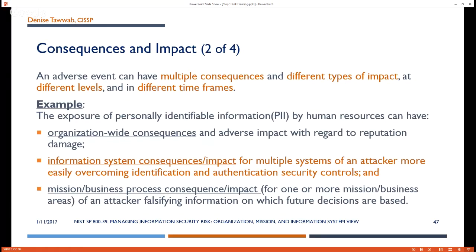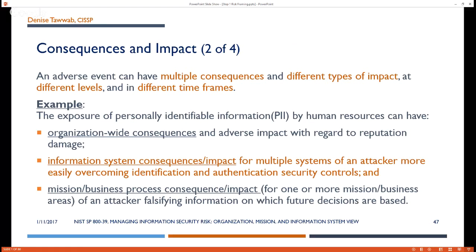An adverse event can have multiple consequences and different types of impact at different levels and in different timeframes. Let me give you an example. The exposure of personally identifiable information by, say, your human resources department can have organization-wide consequences and adverse impact with regard to reputation damage. Information system consequences and impact for multiple systems of an attacker more easily overcoming your identification and authentication security controls, and the exposure of PII by human resources can impact your mission business processes for one or more business areas where an attacker could falsify information on which you make future decisions.